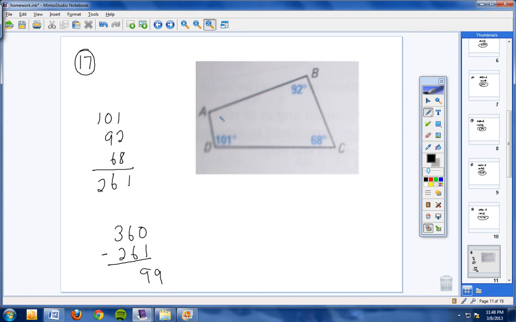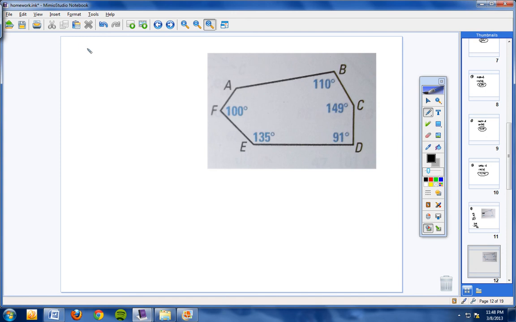So this angle right here is 99 degrees. If you add up all 4, you get 360. All right, let's take a look at number 18.